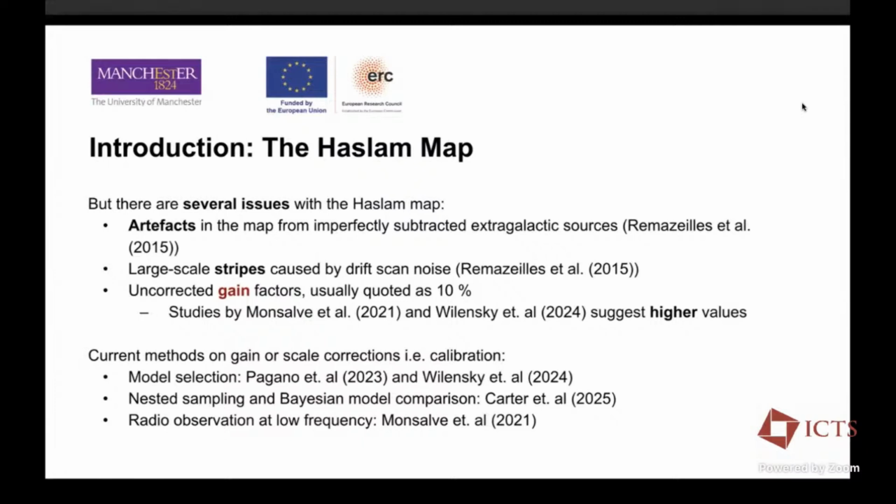Currently, methods for gain or scale corrections or calibration involve model selection, which is done by Pagano and Wilensky. There's also nested sampling and Bayesian model comparison, which is what is done by Carter. And other than that, there's also comparison to radio observations at low frequency. That's done by Monsalve using the IISc data.